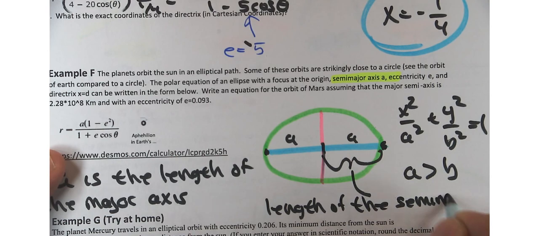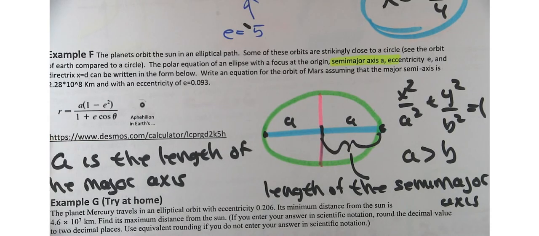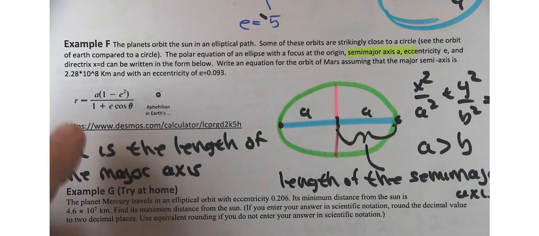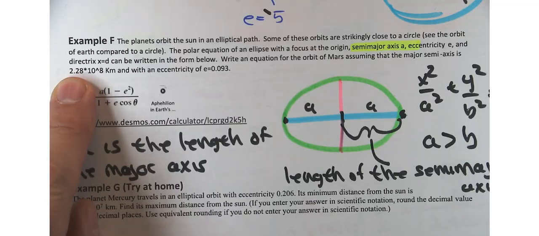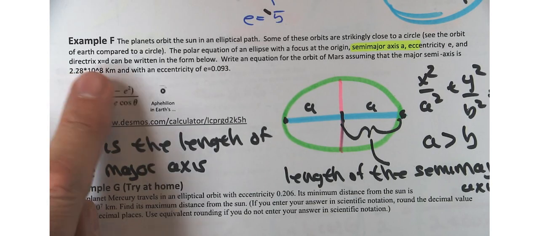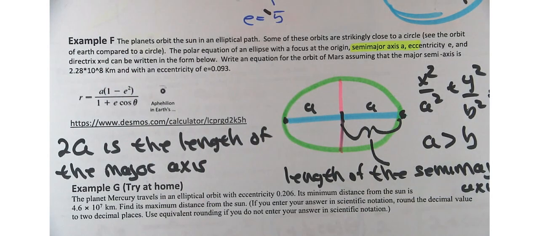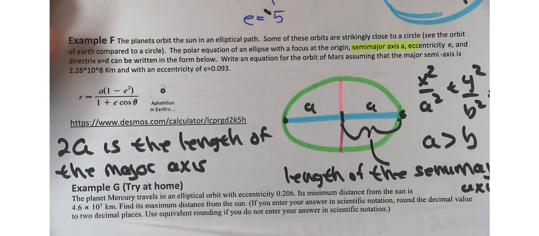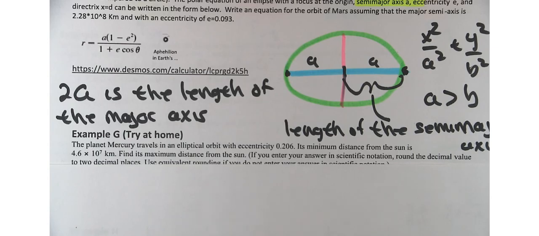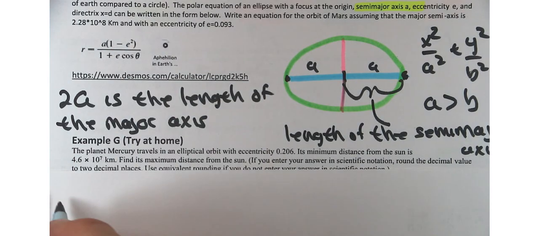In this particular problem, they're telling you that A is 2.28 times 10 to the 8th kilometers with an eccentricity of 0.093. So this is just a matter of plugging in some things. I'm kind of running out of room here, and I want to use some more space. So let me move that over to here. Example F.